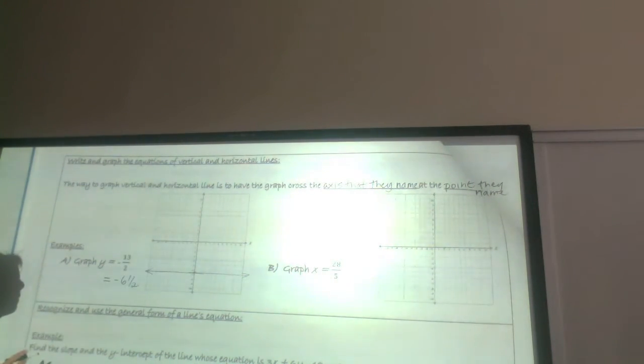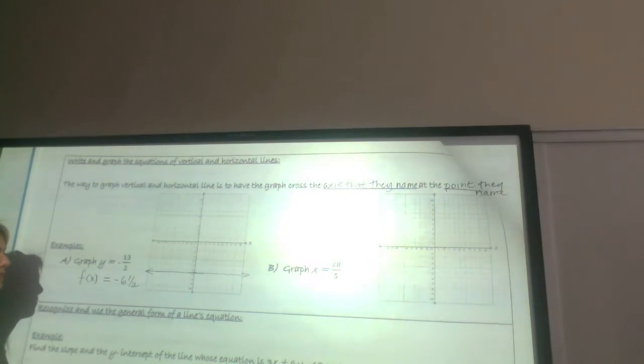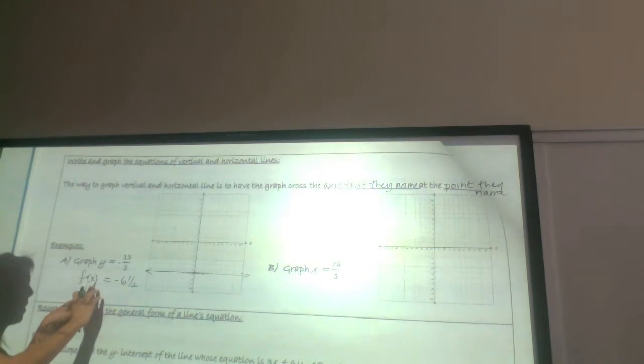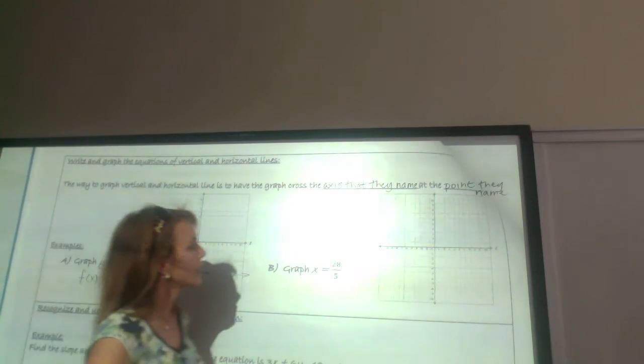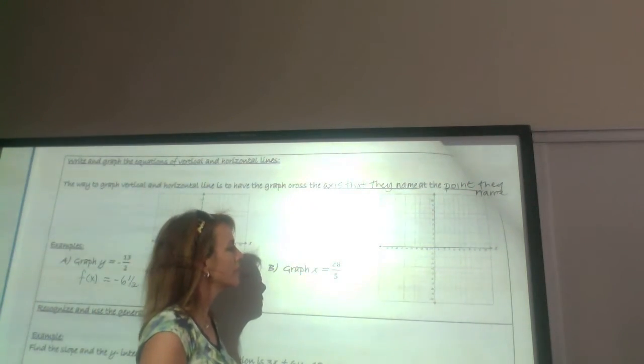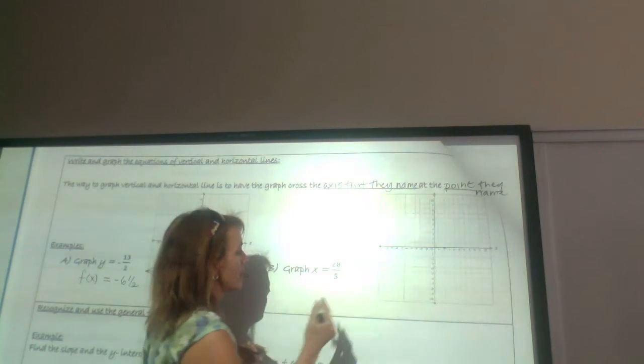Another way to remember which way is which. The other way that we could actually write this is f of x is equal to negative 6 and 1 half, because many of you know that f of x can also replace that y. How about this one? Graphing x equals 28 divided by 5.